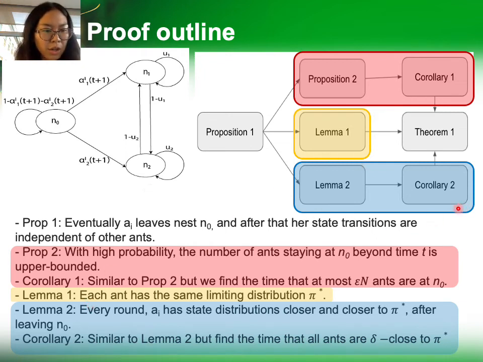And the third branch here says that with the passage of every round, Ai has state distributions closer and closer to this limiting distribution pi star after she leaves N0. And this comes from the concept of Markov mixing time. And then corollary 2 is again similar to lemma 2, but we find the time that all ants are within small delta close to this limiting distribution.